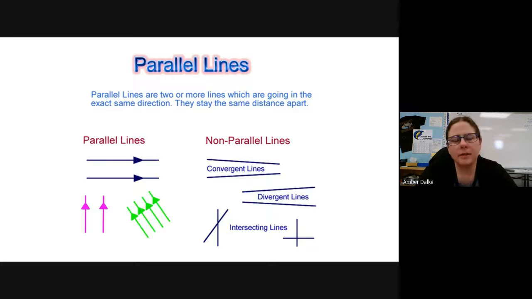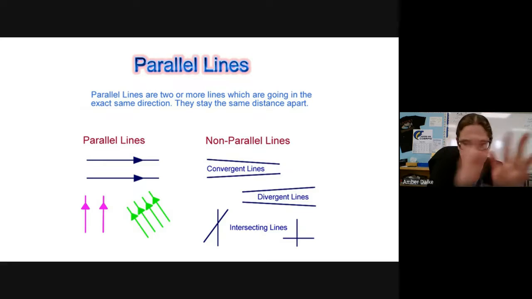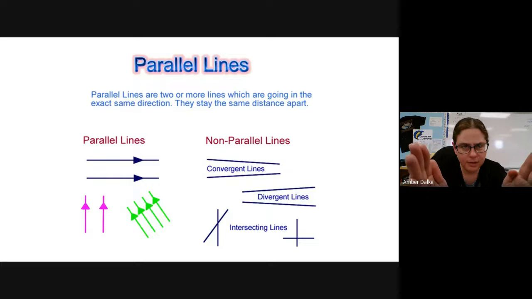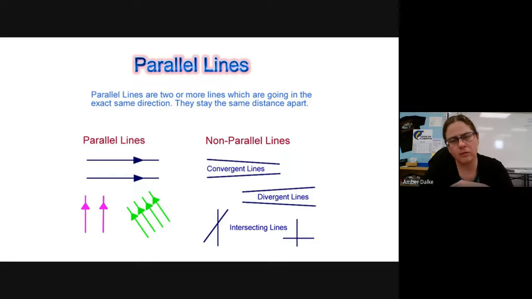So parallel lines, they're 2 or 3 or 15 lines, doesn't matter, could be a whole bunch of them. They're going in exactly the same direction, right? Think of railway tracks. They're always exactly the same distance apart. They're never going to cross over each other, okay? So if they're on the same plane or flat surface, that means doesn't matter how far forward they go, they are never ever going to intersect or cross over each other.